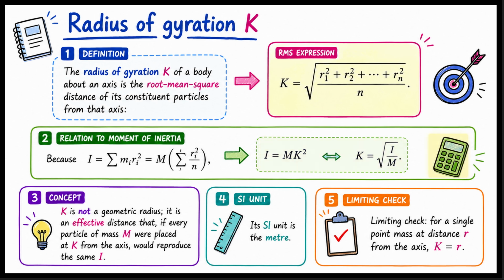The radius of gyration is not a geometric radius. It is an effective distance such that, if every particle of mass m were placed at k from the axis, the moment of inertia would be reproduced. Its SI unit is the meter. A quick limiting check. For a single point mass at distance r from the axis, k equals r.